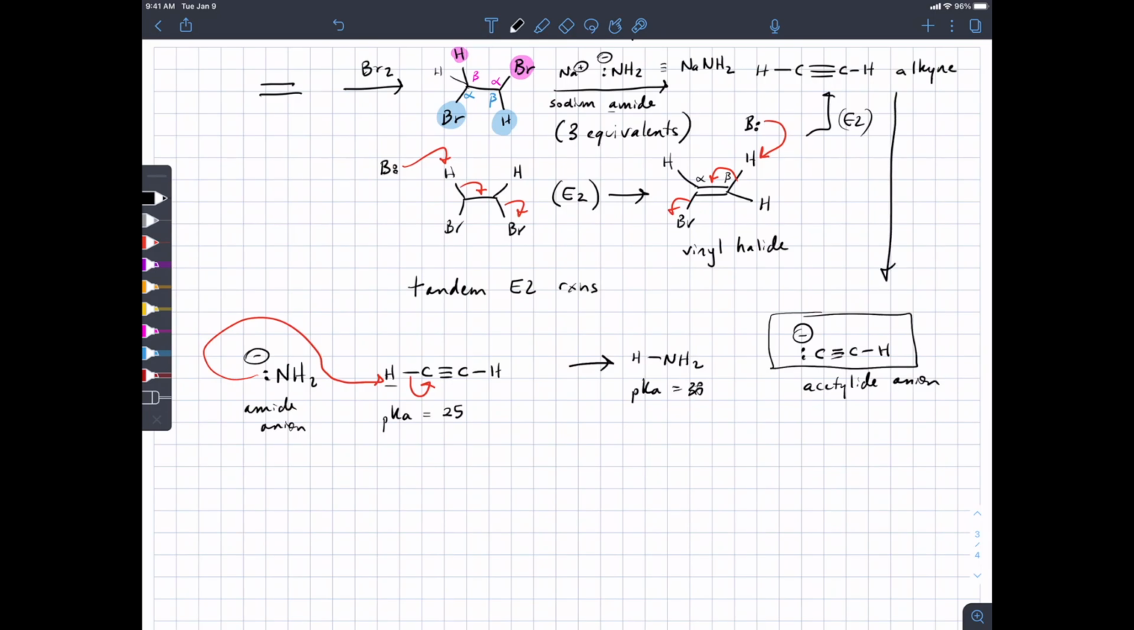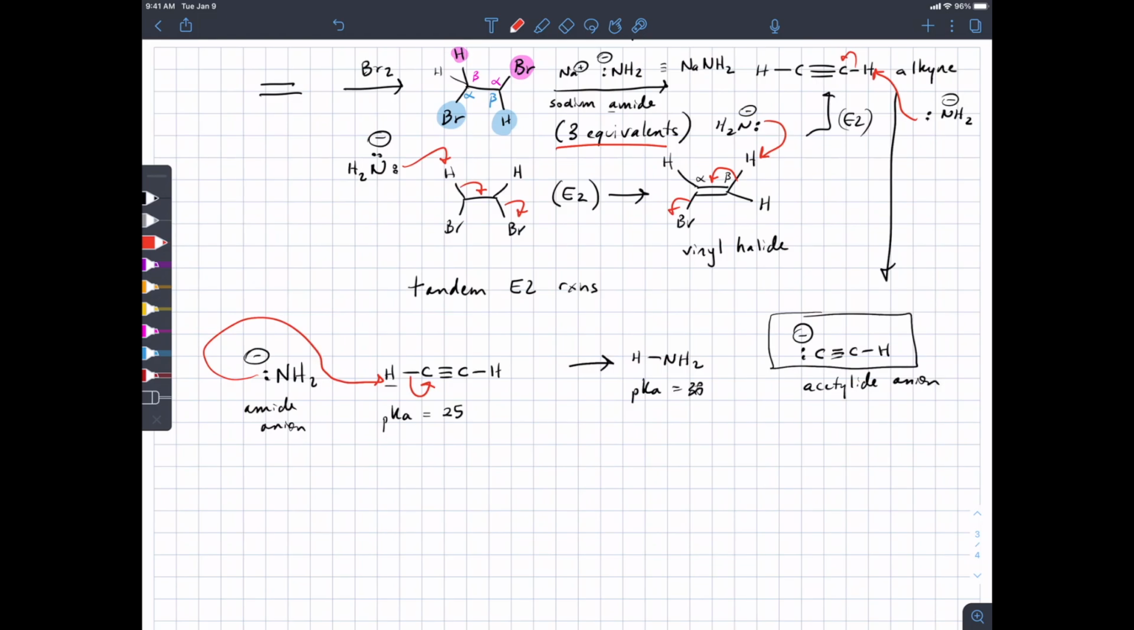And the third equivalent is going to remove the proton from the alkyne. And we do this simply to drive the reaction to completion without worrying about mixtures of byproducts. And this is convenient because most of the time what we want with the alkyne is just to remove the proton anyway, to make it a good nucleophile, right? So typically we'll use 3 equivalents of sodium amide to convert the dihalide into an alkyne nucleophile.